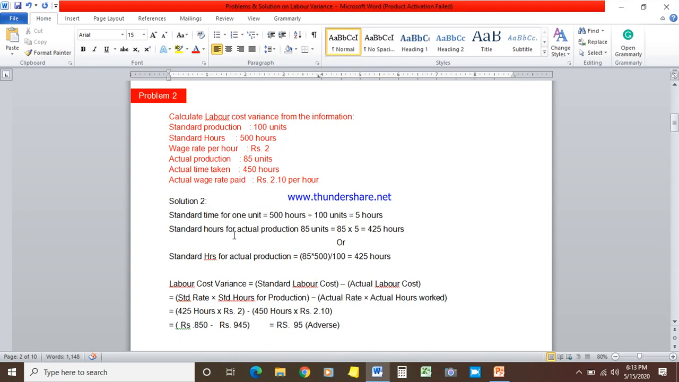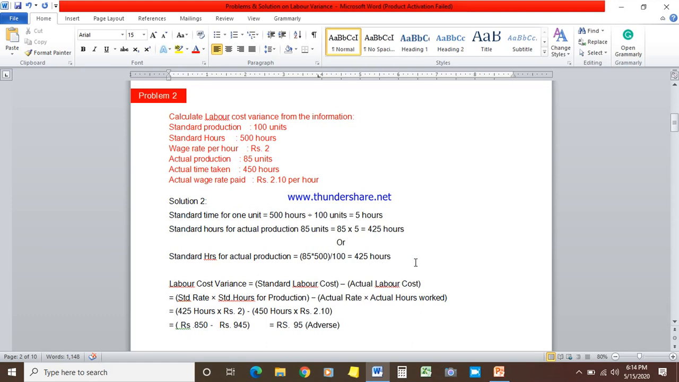Accordingly, what is the standard hours for the actual production? Here, the actual production is only 85 units. And for 85 units, what is the standard time the laborers are supposed to spend? So 85 into 5, if you do, you get 425 hours. In other words, I can go with another way of calculating. If for 100 units, the standard hours is 500 hours, for 85 units, how much? If I do cross multiplication, 85 into 500 divided by 100, I get the same answer.